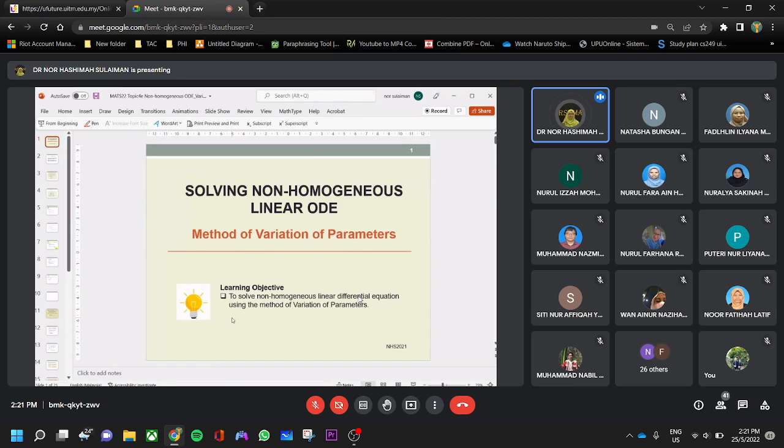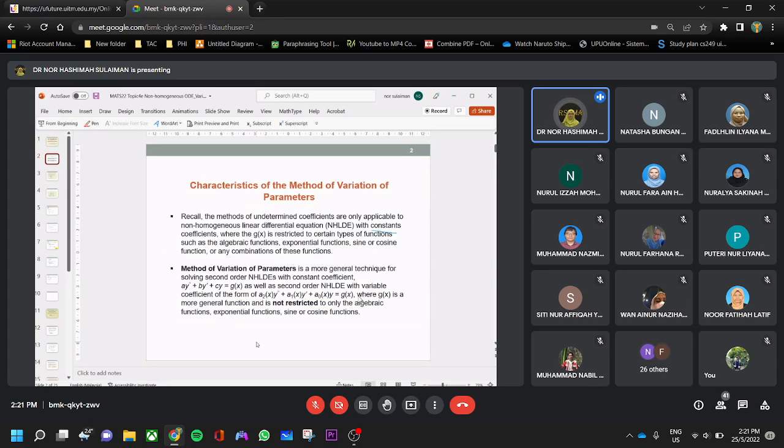Okay. Alright, so our learning objective today is to solve the non-homogeneous linear differential equation using the method of variation of parameters. Okay, right. So what are the characteristics of the method of variation of parameters? Okay, so ada sifat-sifat tertentu bagi teknik ni. Alright, bila kita tahu tu maknanya kita macam senang lah nak decide sama ada nak guna teknik ni ataupun teknik-teknik yang lain. Okay, alright.